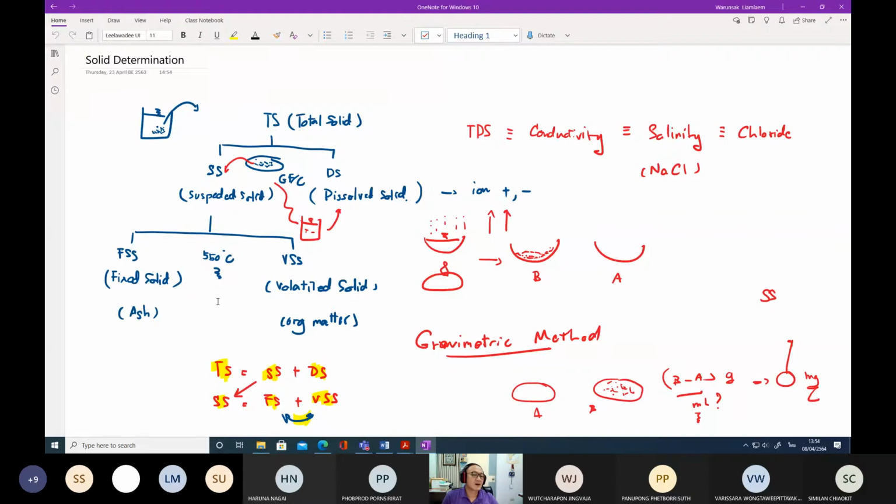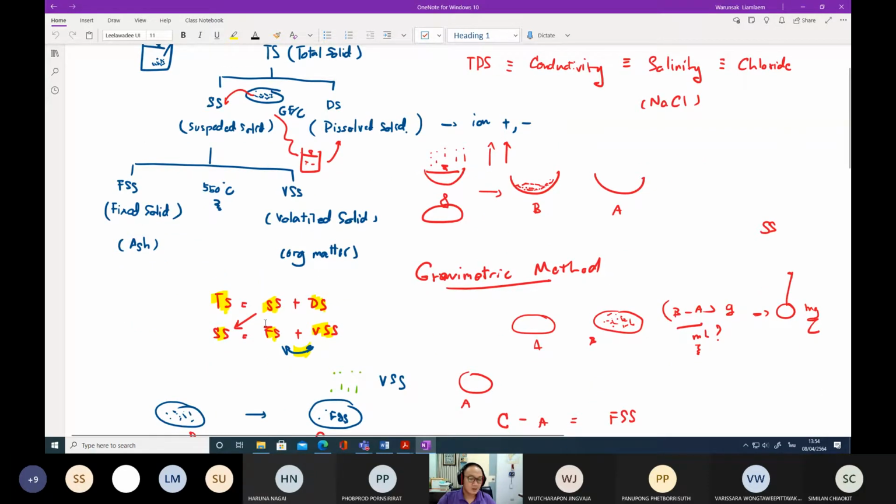So basically we have two types of methods to separate the solids. If you want to separate the suspended solids and the dissolved solids, you have to use the filter paper. If you want to separate volatile solids and fixed solids, we have to use heat. We have to maintain the temperature at 550 degrees Celsius, like this.